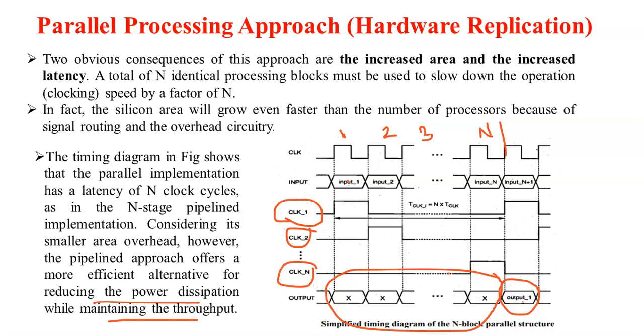So the parallel processing approach is also called hardware replication, because in that method the same kind of hardware is repeated n number of times. So it is called hardware replication. Thank you.